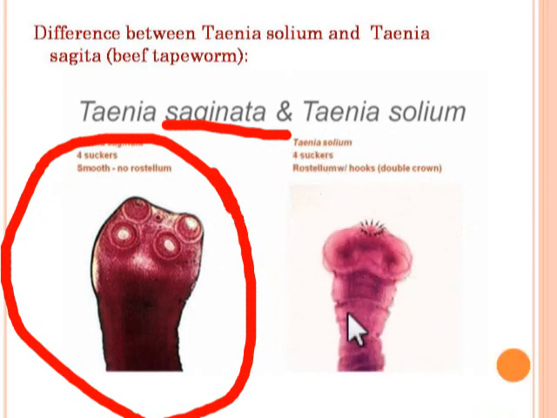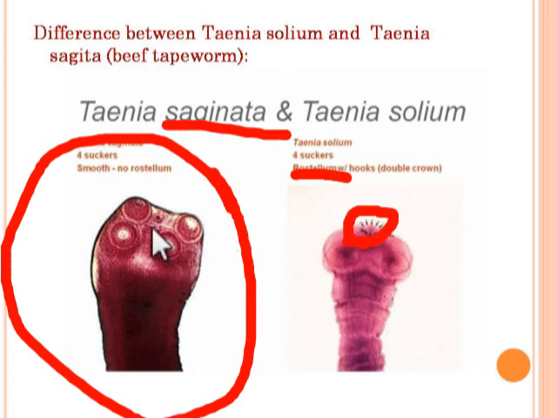Taenia solium possesses the 4 suckers, 1, 2, 3 and 4. At the end of these you can see there are many hooks. This region is termed the rostellum, with 28 to 32 hooks.